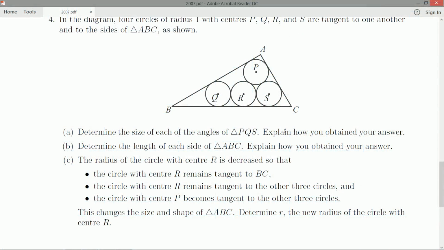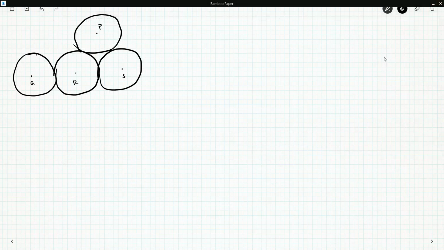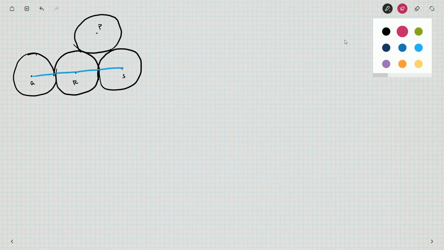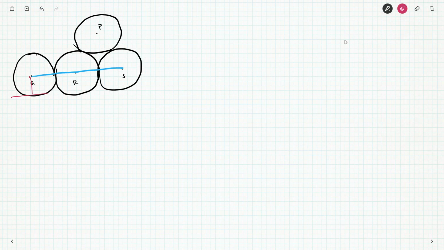So, I want each of the angles in this triangle. Well, let's draw the triangle. So, the nice thing about Q, R, and S, if we just want to talk for a moment, they're all tangent to BC. So they're all distance 1 away. So QS is parallel to BC, and QR is parallel to BC. So they all lie on a line. Okay, not so bad. PS is going to connect up right through this point of tangency. And PQ is going to be up here.